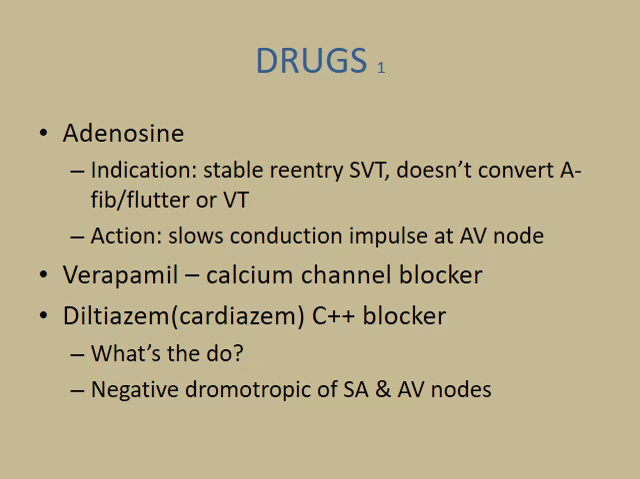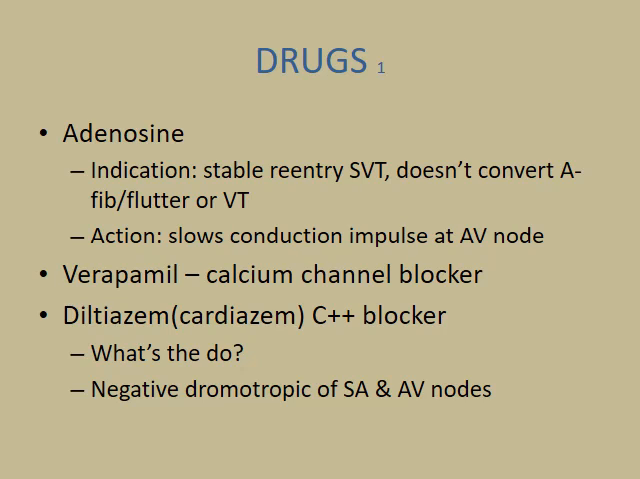All right, let's talk about a couple drugs for PSVT and SVT. Adenosine is the primary one, and that works by slowing the conduction impulse at the AV node. It basically halts it. The patient will go into asystole, if you remember that video, for a few seconds in hopes that the SA node will take over and continue beating at a normal rate.